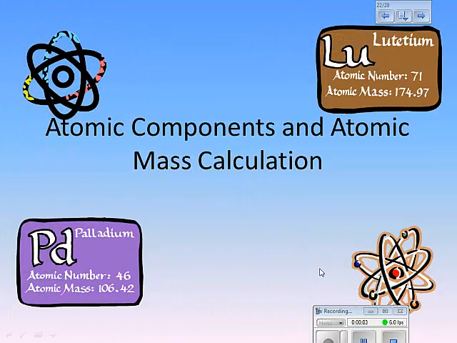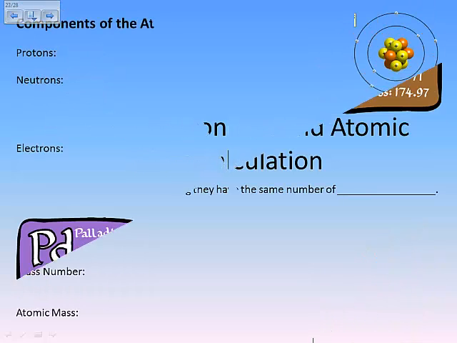Atomic components and atomic mass calculation. Here we're going to talk about the different parts of the atom, how they're different, and go over how we get the atomic masses on the periodic table. So, components of the atom.